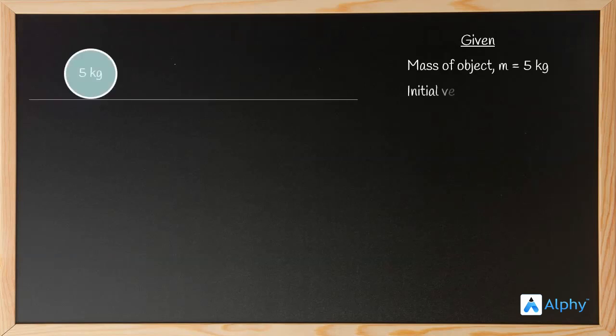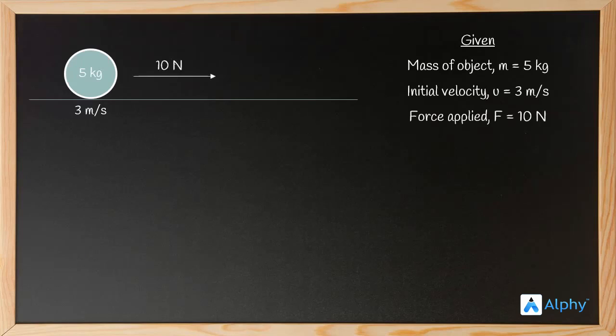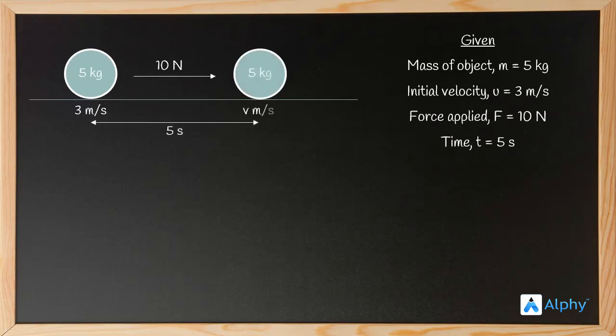The initial velocity also remains the same, which is 3 meters per second. Force applied is equal to 10 Newton as found earlier. Time taken this time is 5 seconds as given in the question. And we have to find the final velocity of the object. Again, we use the same formula that we derived from the second law of motion: F is equal to m times (v minus u) by t.